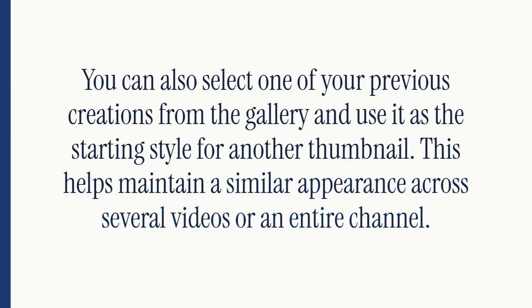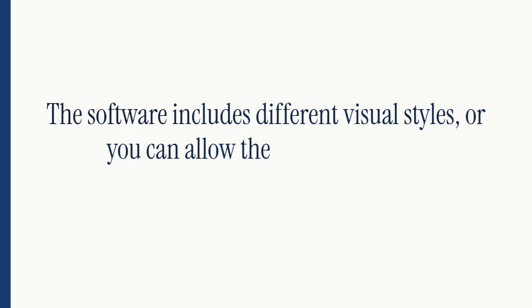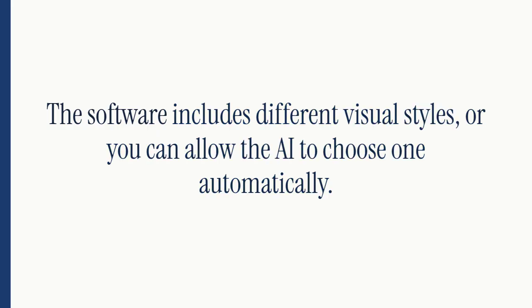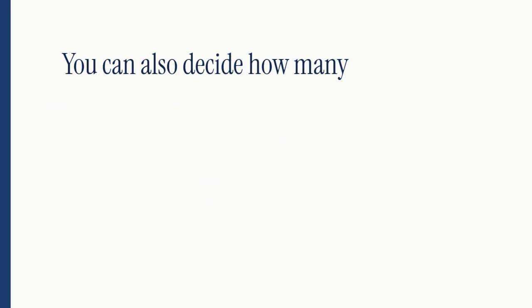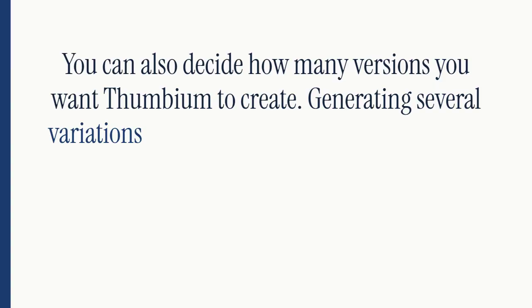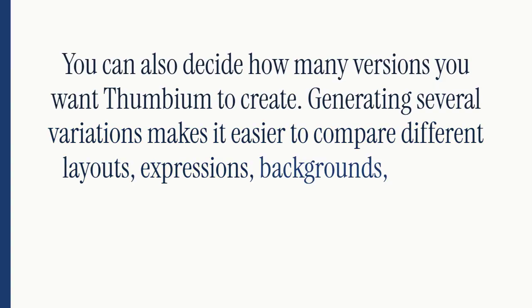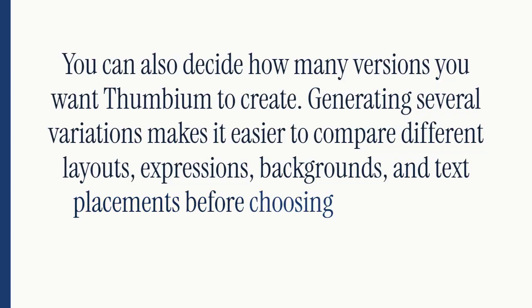The software includes different visual styles, or you can allow the AI to choose one automatically. You can also decide how many versions you want Thumbium to create. Generating several variations makes it easier to compare different layouts, expressions, backgrounds, and text placements before choosing the strongest design.